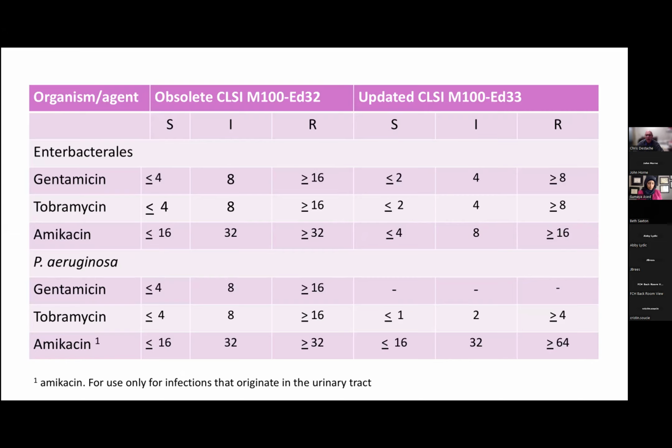For Pseudomonas, there are no reported gentamicin susceptibility categories. Tobramycin is less than or equal to 1, so it's a 4-fold reduction in the susceptibility pattern. Intermediate was 8, now it's 2, and greater than or equal to 4 is considered resistant. Amikacin is just for infections from Pseudomonas that originate in the urinary tract. So if you have a sputum with Pseudomonas, the micro lab won't report the amikacin susceptibilities. Okay, next slide.